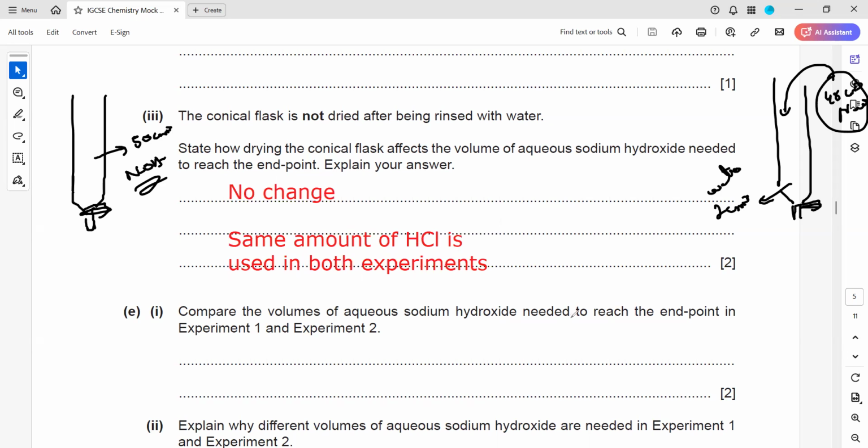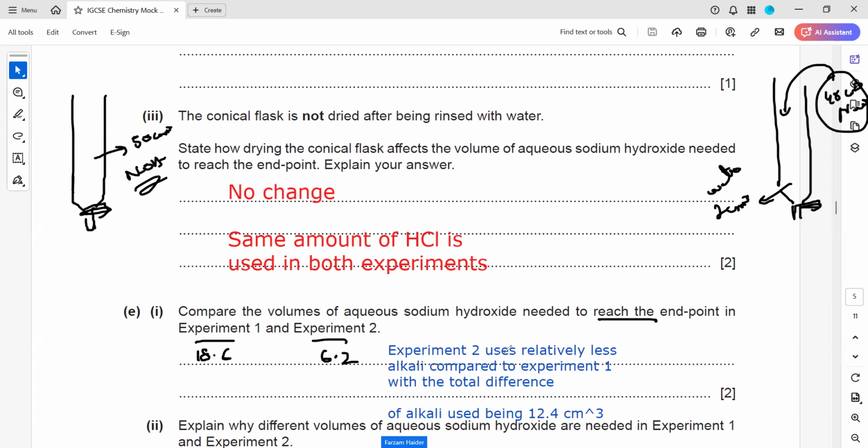Compare the volume of sodium hydroxide needed to reach an endpoint for experiment 1 and experiment 2. In experiment 1 it was 18.6 and in experiment 2 it was 6.2. So what is the ratio between them? The ratio between them is 3 to 1. So 1 mark is for referring to a ratio between the two, comparing. And what could be the reason for that? The reason is that it shows more hydrochloric acid is present in experiment 1 as compared to that in experiment 2.